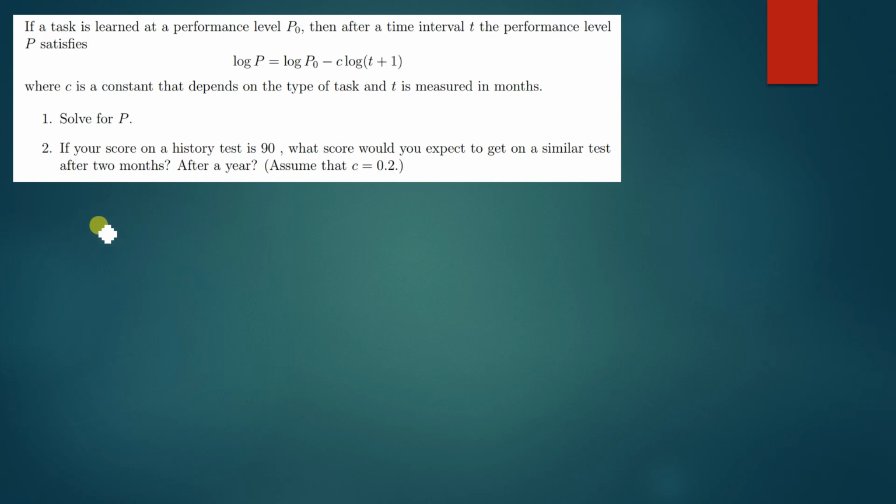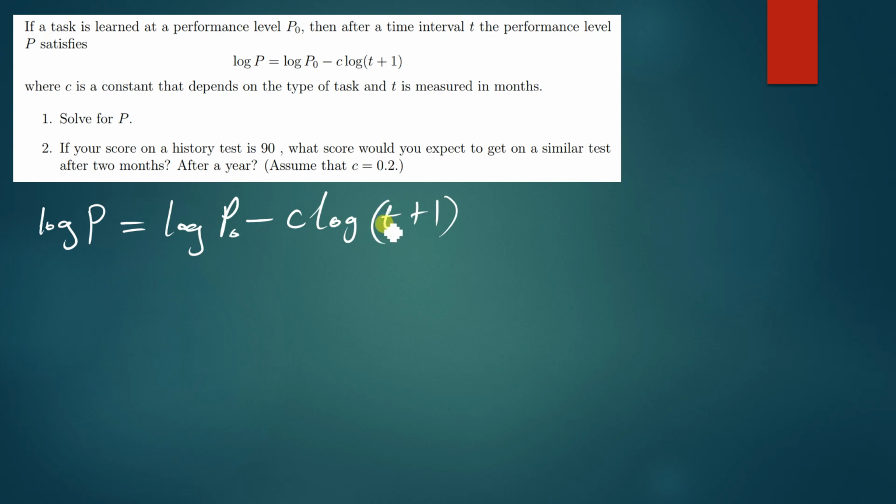Alright, so the question says, if a task is learnt at a performance level P0, then after a time interval T, the performance level P satisfies the equation that has been given here, which is log P being equal to log P0 minus C log (T plus 1), where C is a constant that depends on the type of the task and T is measured in months.